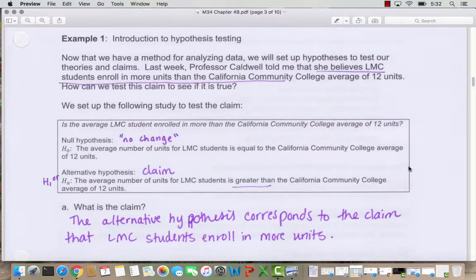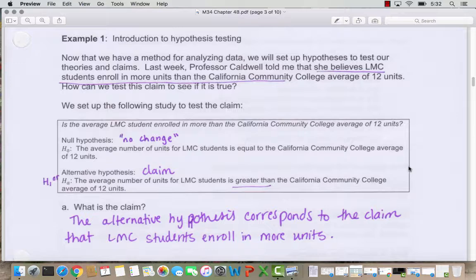And so example 1 is an introduction to hypothesis testing. So now we have our method for analyzing data. We're going to set up hypotheses to test our theories and claims using our normal distribution like we have in earlier parts of Chapter 4.